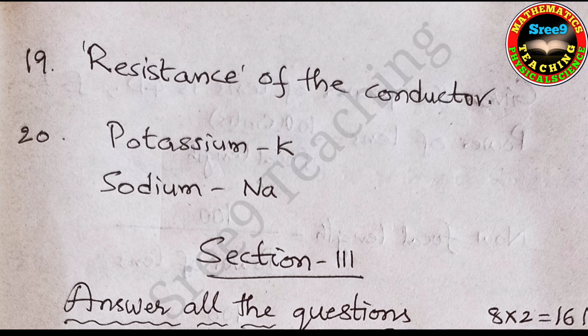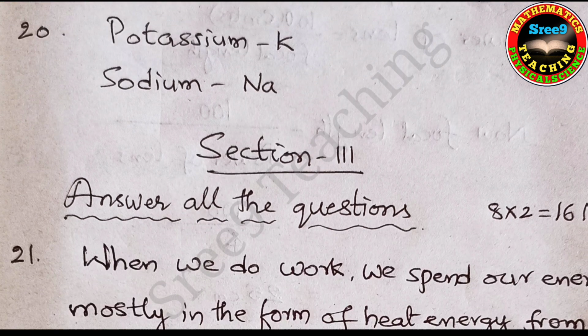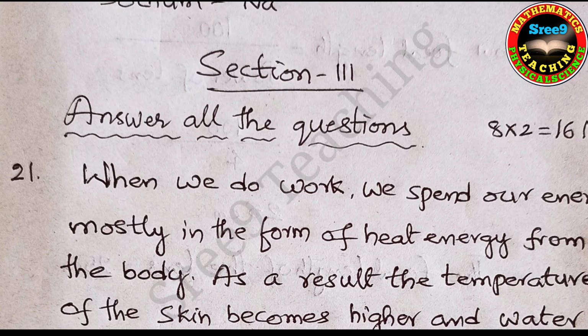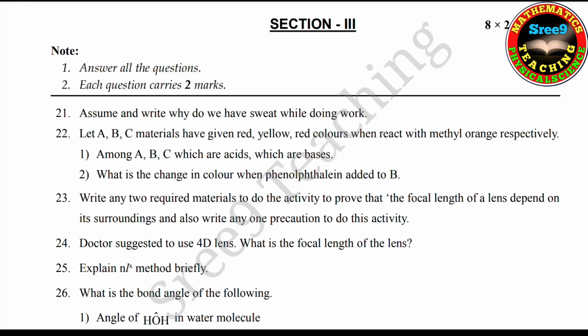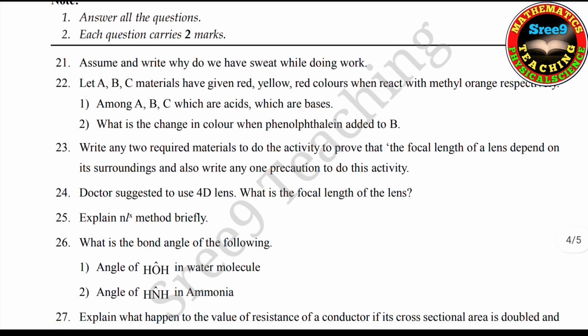Okay, here we will see the answers for the third section questions also, right? Now let us see the questions, then after we come here again. Yes, now section 3 in the model question paper of physical sciences. See here you will have 8 questions and each question carries 2 marks, 8 times 2 is 16 marks. So no choice here in the third section, right? Now note, answer all the questions, each question carries 2 marks. Now let us read the questions.